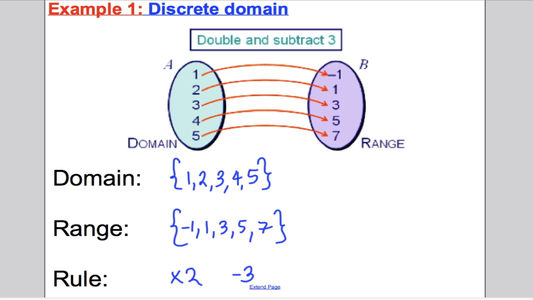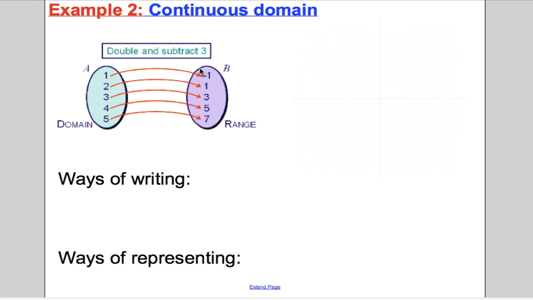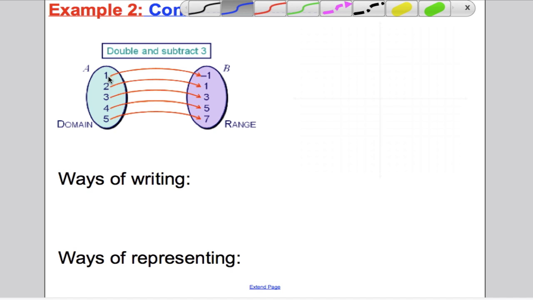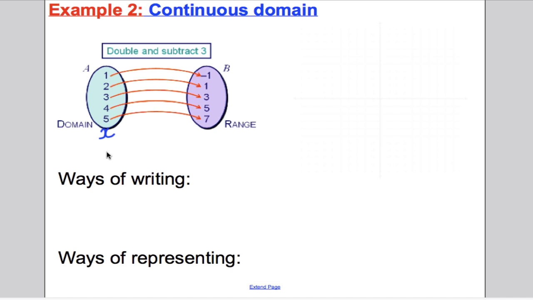Okay, let's move on to a similar example, but in this case we're going to have a continuous domain. So we've got the same picture here, but imagine I said we have the numbers 1, 2, 3, 4, 5, but then I say I put in this particular domain, I said x, any number, and I could say that x is a member of the real numbers. X is any particular number. Now, what would x transform to after this rule? Well, you double it and you subtract 3. So x would map to 2x minus 3.